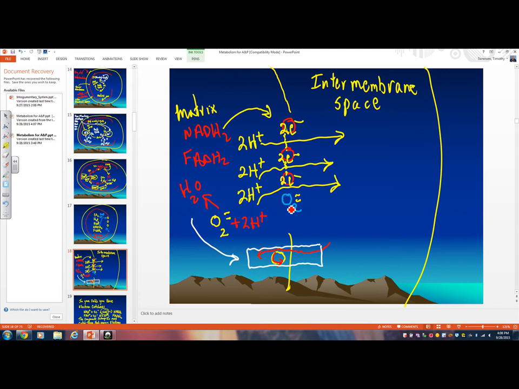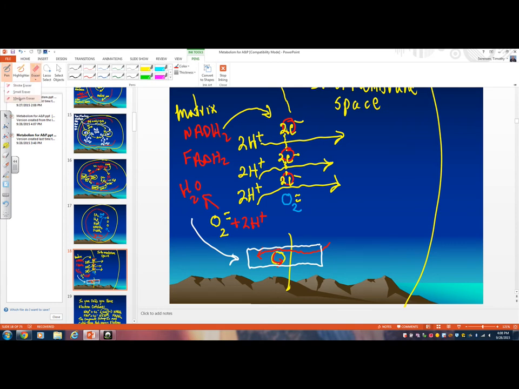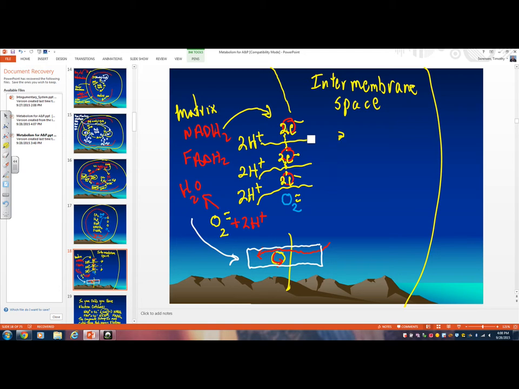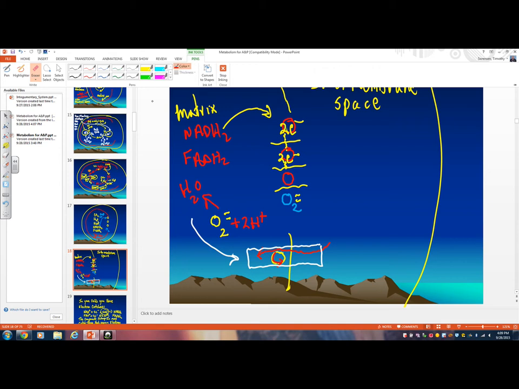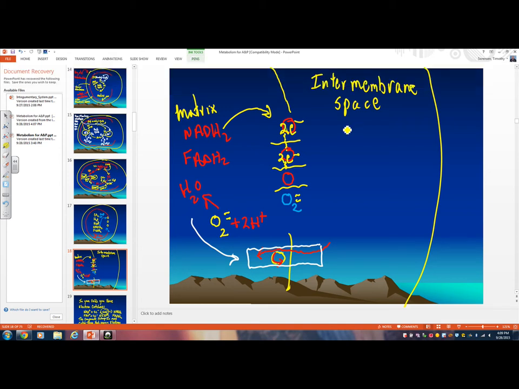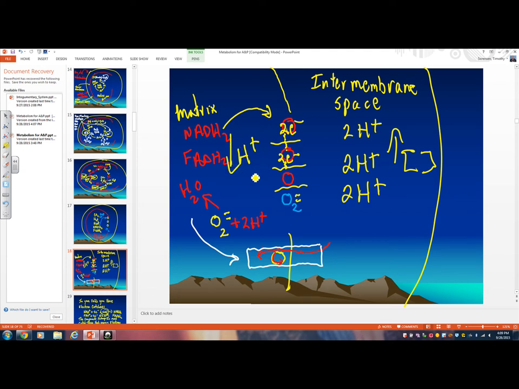So what have you done so far? Let's recap. You have dumped off your electrons. The electron transport chain has shuttled those electrons from one protein complex of the electron transport chain to the next. But in doing so, you have pumped hydrogen ions into the intermembrane space from the matrix. So now what you have is an area of a lot of hydrogen ions and an area of less hydrogen ions. So high concentration of hydrogen ions, low concentration of hydrogen ions.